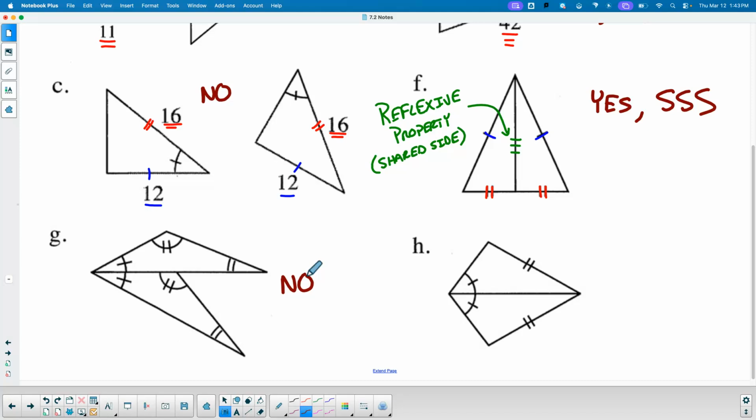SAS? Okay? So we have a side. We have a reflexive side. But do I have the angle in between those two? No, because that would be SAS. The angle's got to be in between. So this is actually a no, because this is angle side side. And you can't prove it with angle side side.